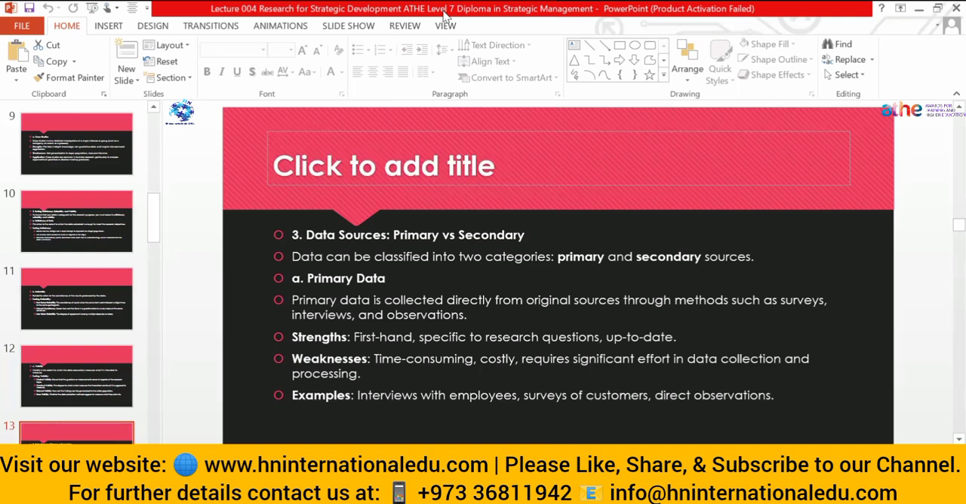However, secondary, okay, we have to do strengths and weaknesses too. Strengths: first-hand information specific to the research questions and up to date.